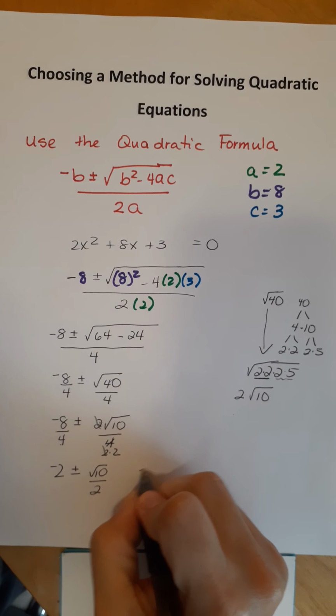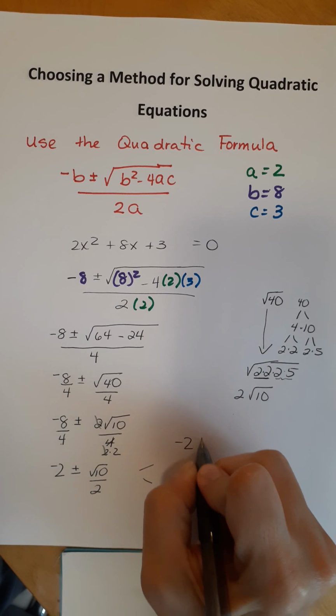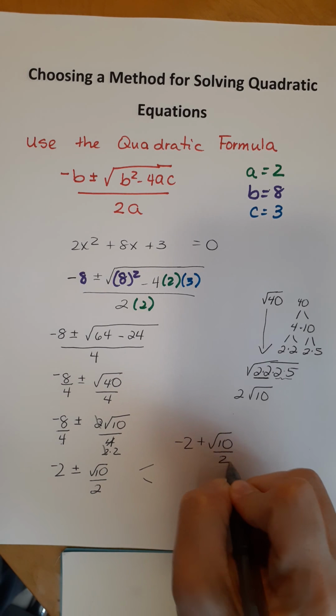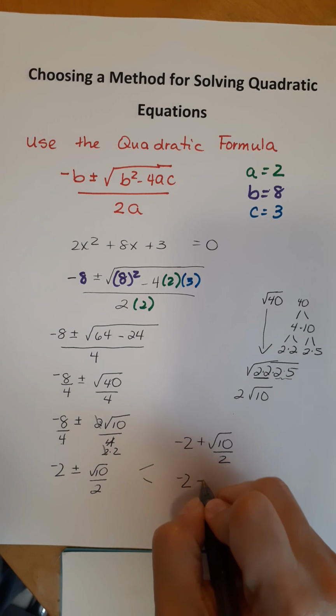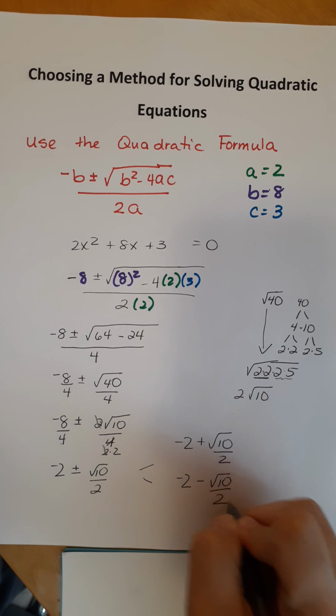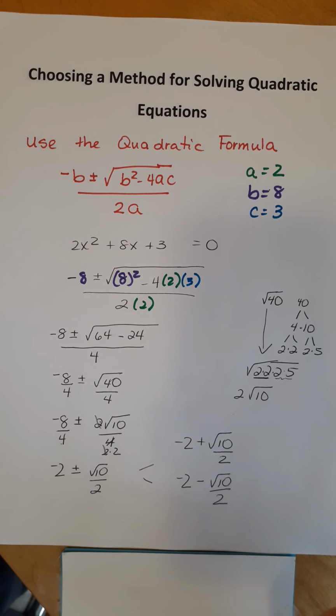Okay? How do we write this? 2 ways. Negative 2 plus the square root of 10 over 2, and negative 2 minus the square root of 10 over 2. And that's the exact same answer we got from completing the square. This looks like a little less work. It's really just a matter of style, whatever you're more comfortable with. I hope this helps.